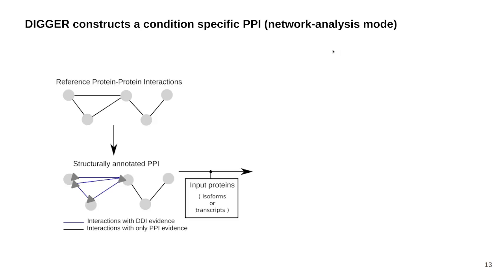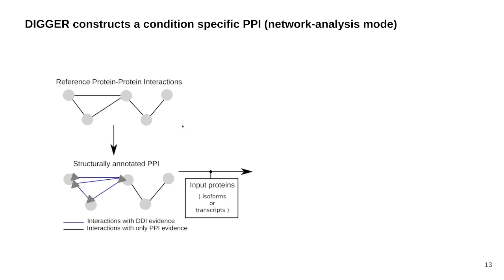The network level analysis mode is designed to generate a condition specific network or PPI that considers that not all isoforms are the same, right? So you have a list of isoforms and you only want to look at the interactions between these isoforms. This could be a protein complex where you know some variants are only expressed in one condition, for example, or it could be just a pathway or a module.